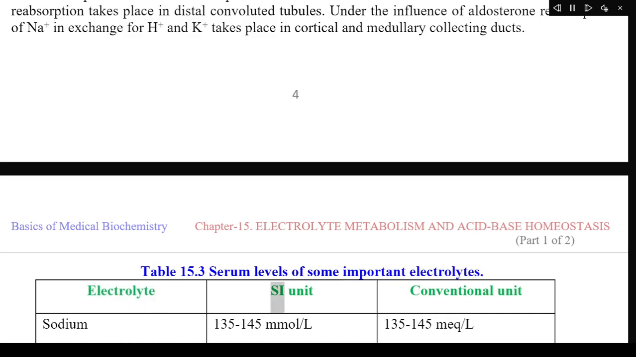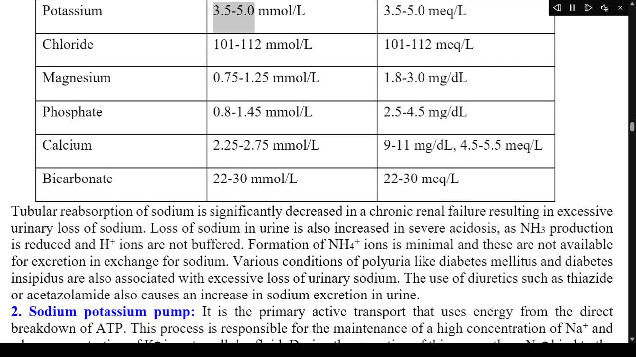Table 15.3 Serum levels of some important electrolytes. Electrolyte, SI unit, conventional unit. Sodium: 135 to 145 mmol/L, 135 to 145 milliequivalent/L. Potassium: 3.5 to 5.0 mmol/L, 3.5 to 5.0 milliequivalent/L. Chloride: 101 to 112 mmol/L, 101 to 112 milliequivalent/L.